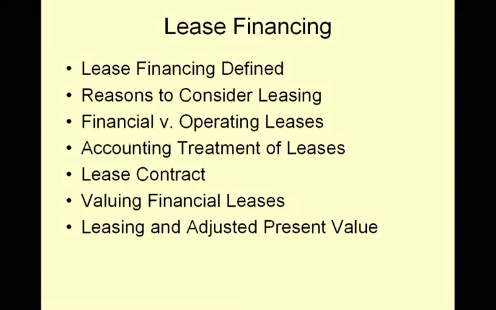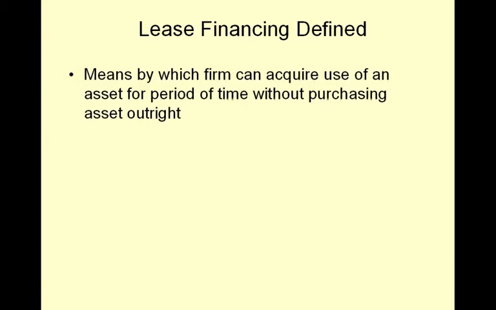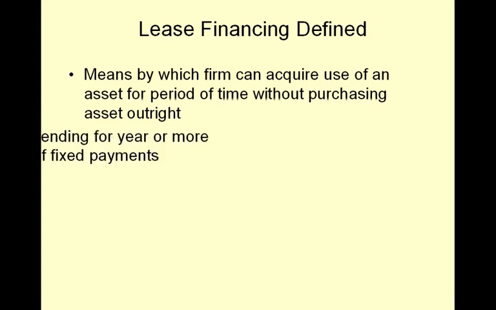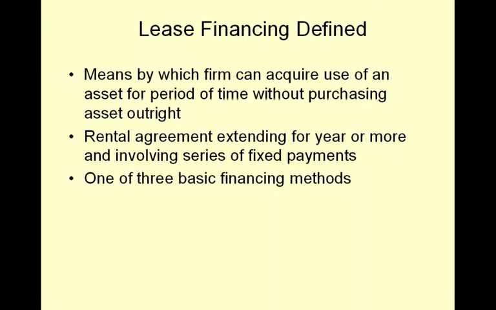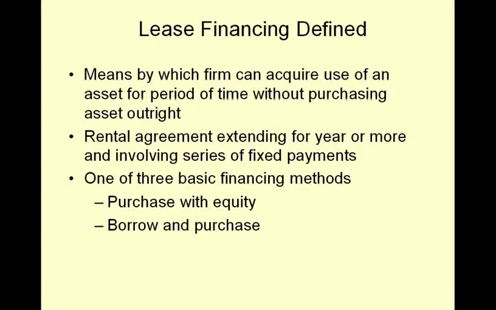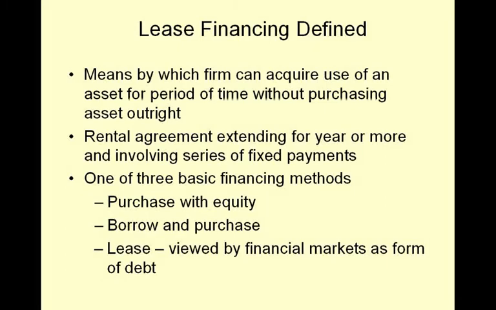Leasing is a means by which a firm can acquire the use of an asset for a period of time without purchasing the asset outright. It is basically a rental agreement, typically extending for a year or more, and involving a series of fixed payments. Leasing is one of three basic financing methods. Those methods are purchasing with equity, borrowing and purchasing, and leasing. Now, leasing is viewed by the financial markets as a particular form of debt. We'll discuss the implications of this fact later on in this session.